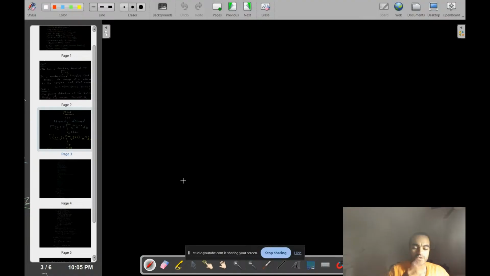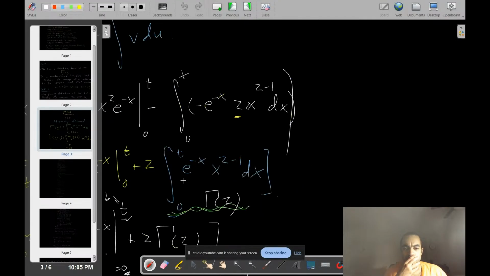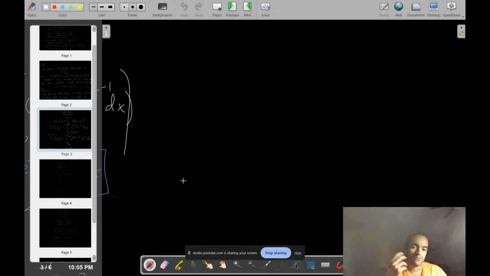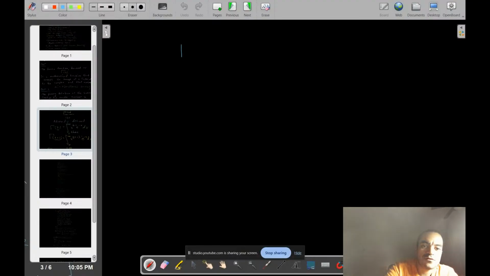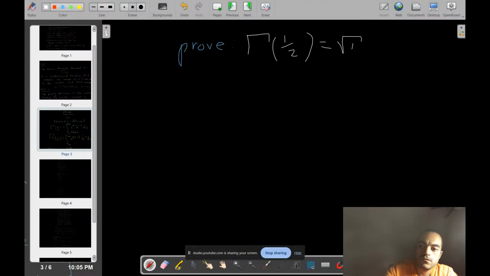Okay. So we're now going to talk about calculating gamma of 1/2 and why it is root pi. So now we're going to prove that gamma of 1/2 is equal to root pi. I like to make my pies better. Okay, so here's the proof.